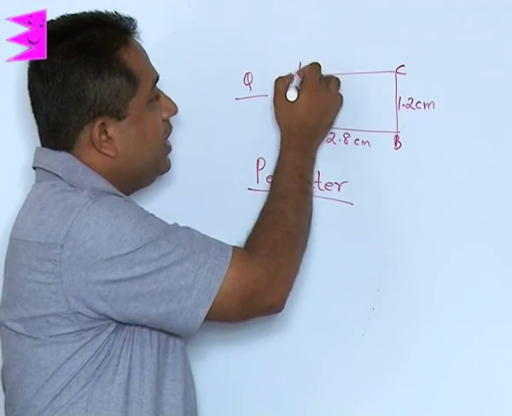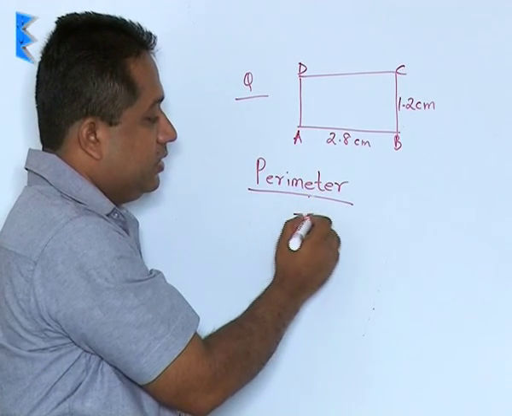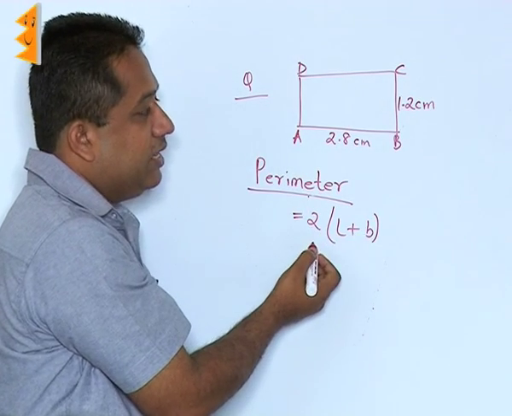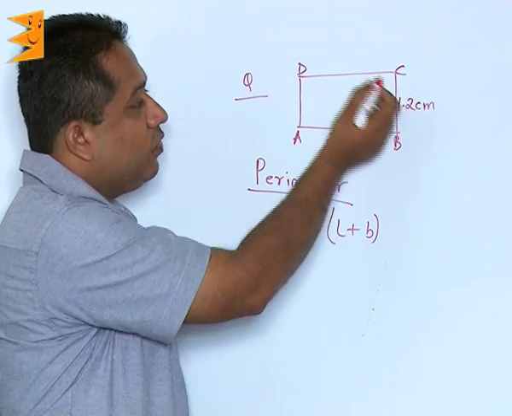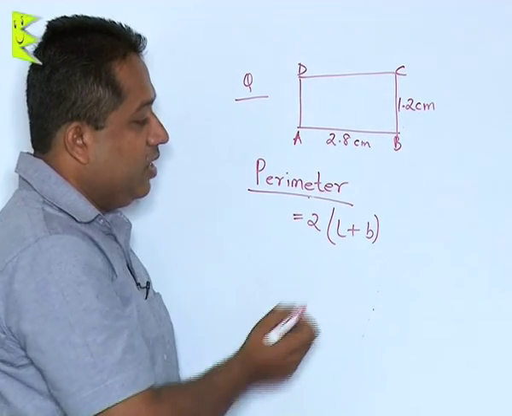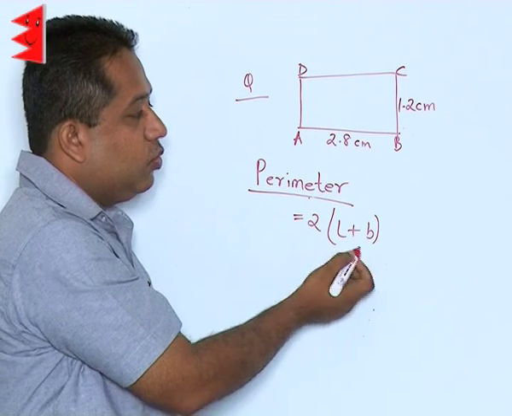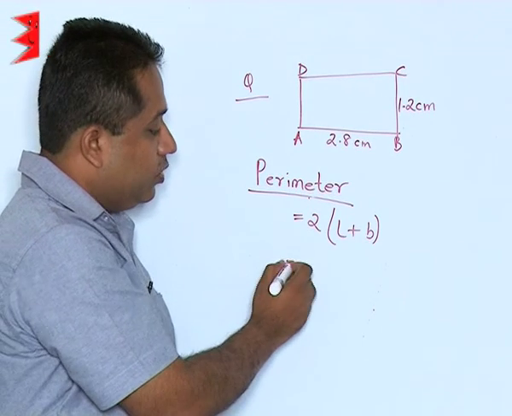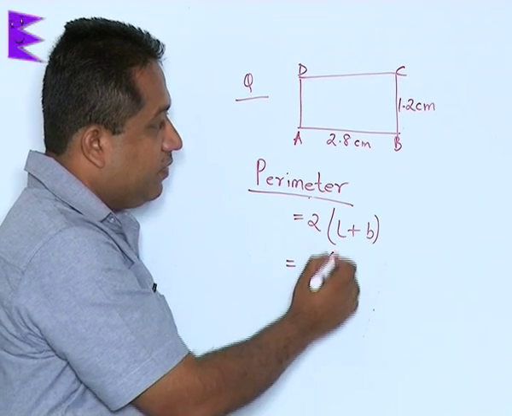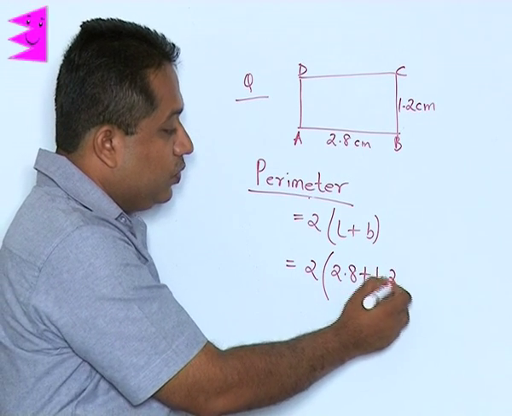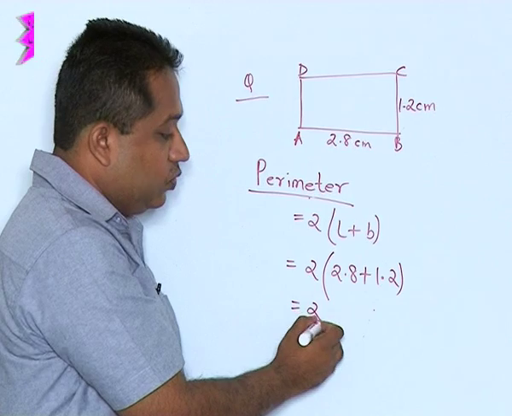The perimeter formula for a rectangle is 2 bracket L plus B. This also implies the same thing, that we are adding the four sides of the rectangle, but by formula we can say it is twice the length plus twice the breadth, or 2 bracket L plus B. So, the length is 2.8, the breadth is 1.2, so this is going to be 2.